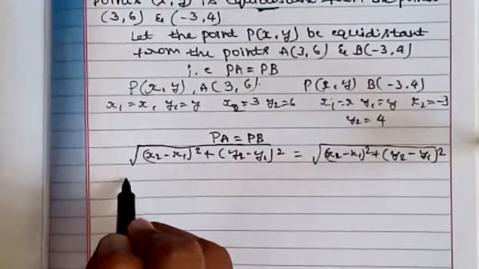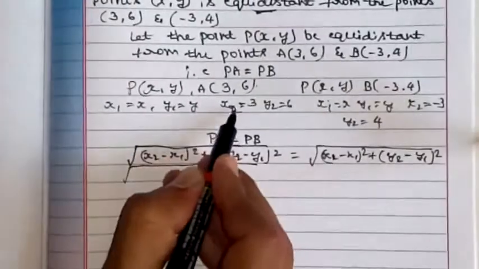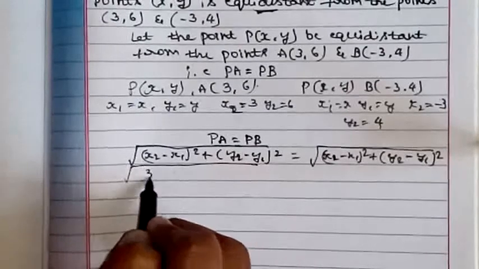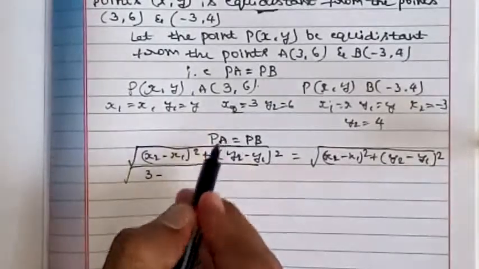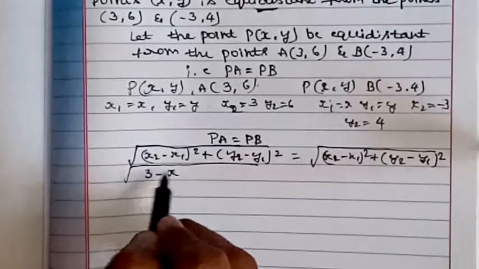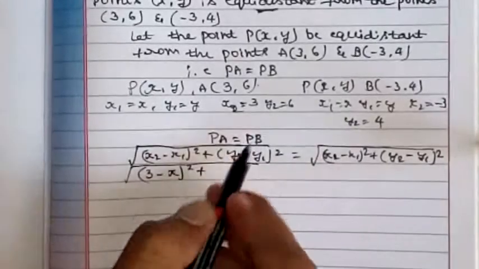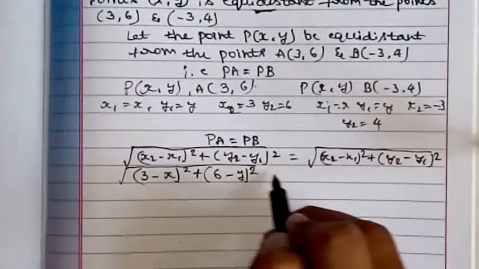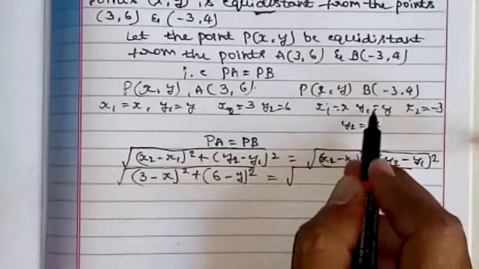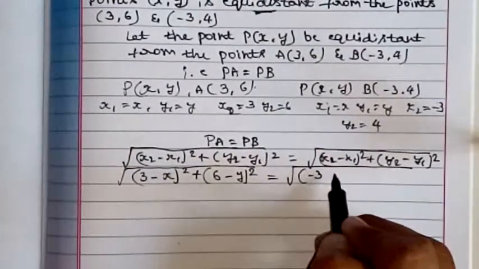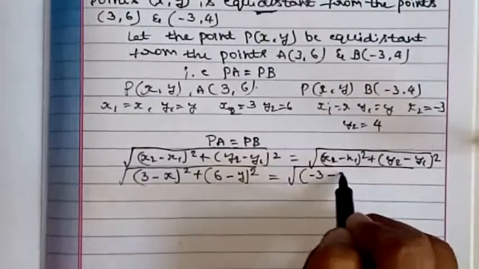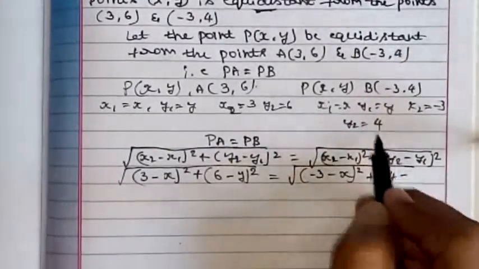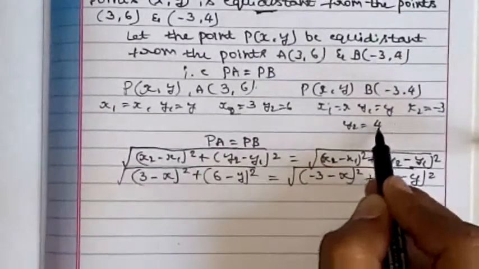So, square root of, now what is x2? x2 is nothing but 3, minus, now what is x1? x1 is x, whole square, plus, what is y2? y2 is 6, minus y1. y1 is how much? y, whole square. That equals square root of, here x2 is how much? x2 is -3, minus x1. x1 is nothing but x, whole square, plus y2. y2 is how much? 4, minus y1, which is y, whole square. So y2 is 4, y1 is y.